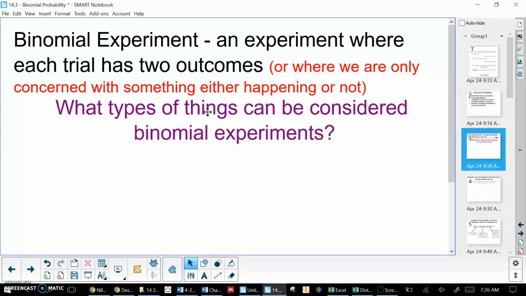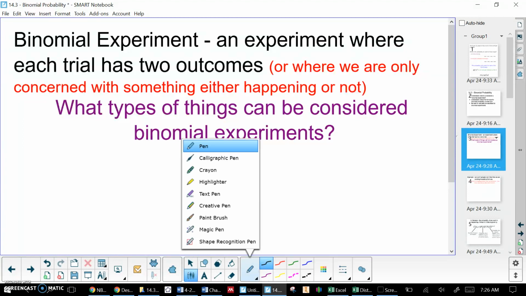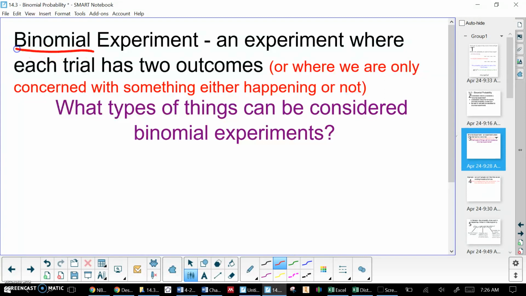And so the root word of the binomial experiment is the word bi, which means two. And so a binomial experiment, the big key here is that we can only have two outcomes. So the classic example here is what happens when we flip a coin. We can either get a heads or a tails.